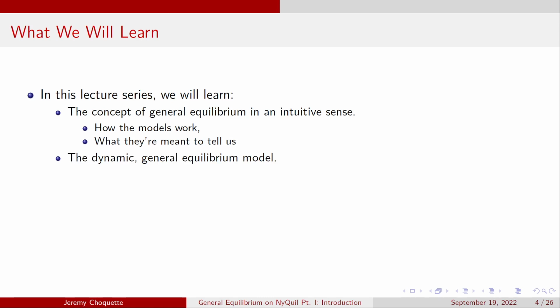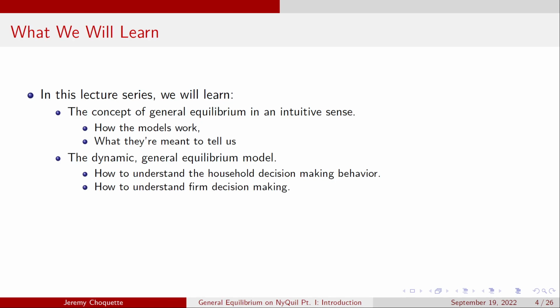Then we're going to learn about the dynamic general equilibrium model. First, we're going to learn about household decision-making behavior. The household has a utility function. They choose how much they want to consume each period, how much labor they want to supply each period. Based on that, they'll maximize their utility. They decide how much they want to consume today, how much they want to save today to be able to consume tomorrow, etc.